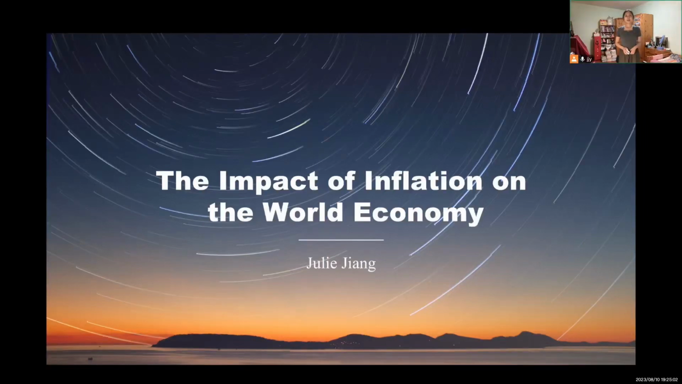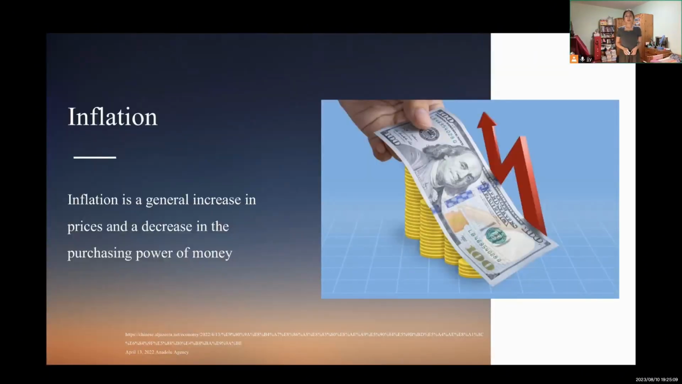Good morning. Today we gather here to discuss a critical issue that affects economies around the globe: inflation. Inflation is a general increase in prices and a decrease in the purchasing power of money. It is a complex economic phenomenon that has far-reaching consequences for individuals, businesses, and entire nations. In this speech, we will explore the problems caused by inflation, its cost to society, and delve into potential solutions to mitigate its adverse effects.